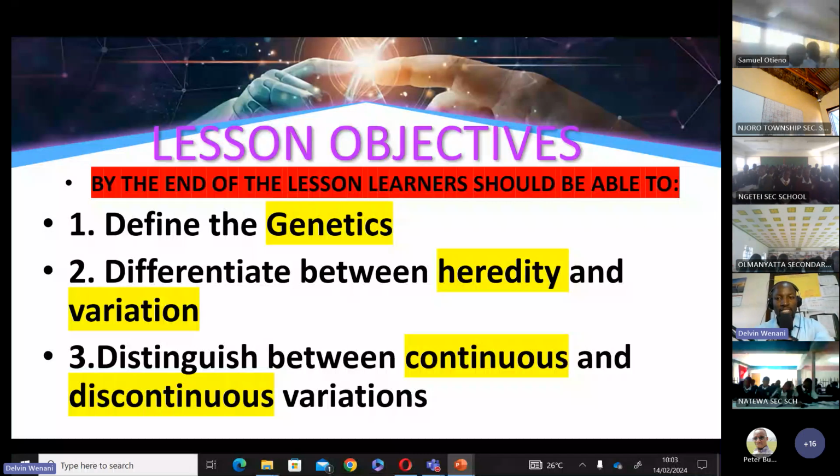And in the next 40 minutes, I'll be taking you through the definition of genetics, the differences between heredity and variation, and also how to distinguish between continuous and discontinuous variations. So let us now move on.